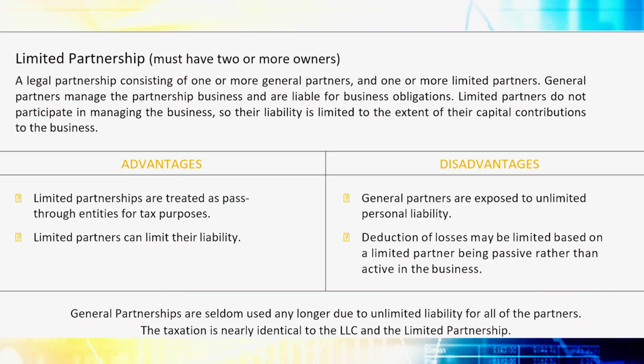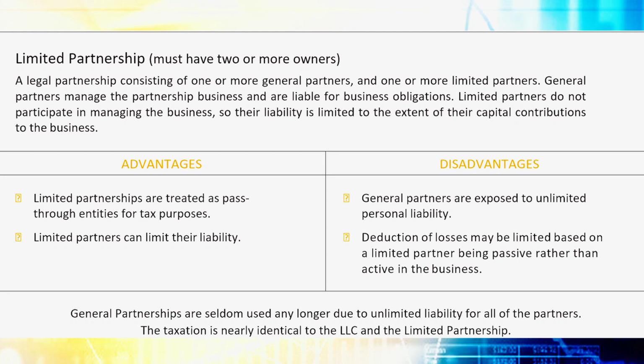A limited partnership is a legal partnership consisting of one or more general partners and one or more limited partners. General partners manage the partnership business and are liable for business obligations. Limited partners do not participate in managing the business, so their liability is limited to the extent of their capital contributed to the business. The advantages: limited partnerships are treated as pass-through entities for tax purposes. Limited partners can limit their liability.